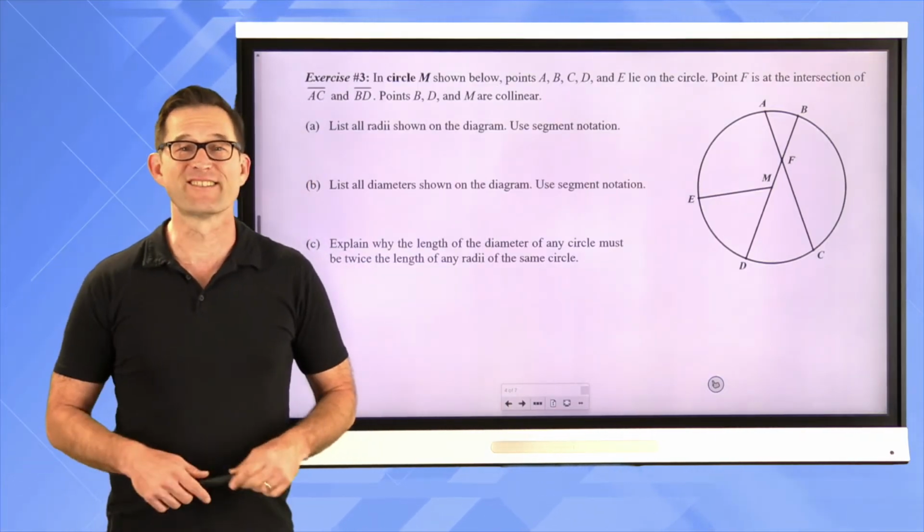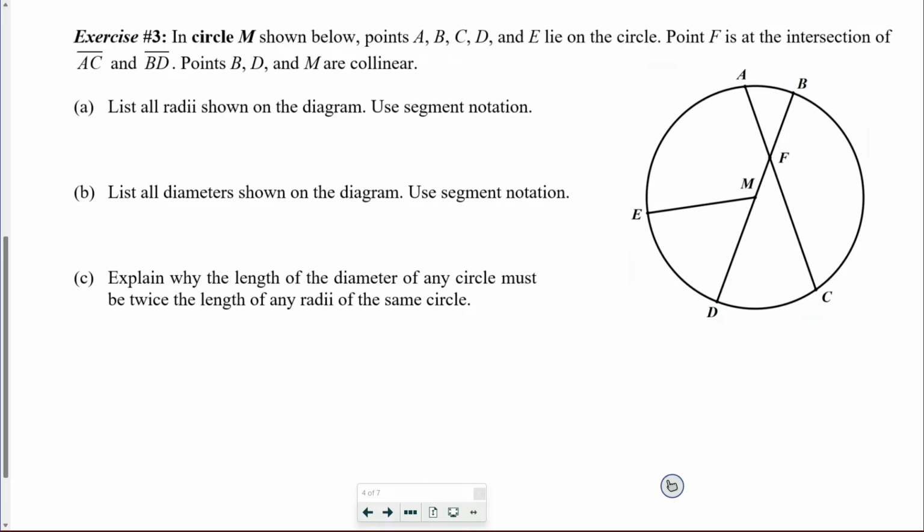All right, let's take a look at exercise number 3. In circle M shown below, points A, B, C, D, and E lie on the circle. Point F is at the intersection of AC and BD. Points B, D, and M are collinear. Remember from last lesson, that means they fall in a straight line. Letter A, list all radii shown in the diagram, use segment notation.